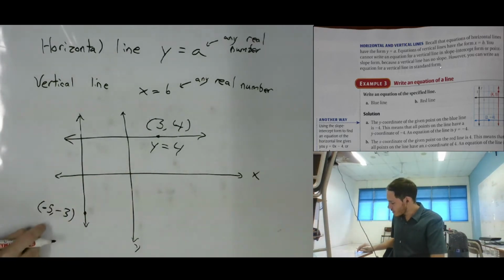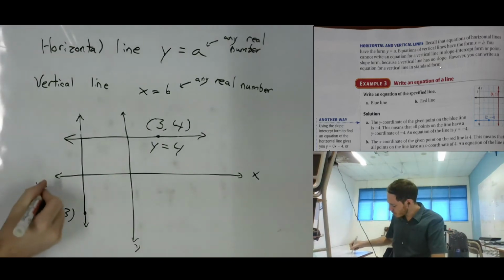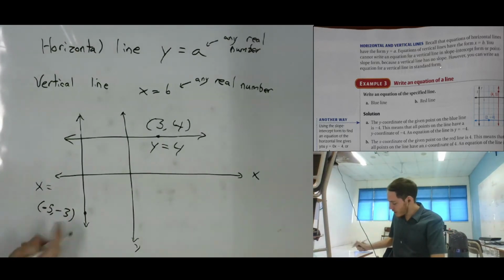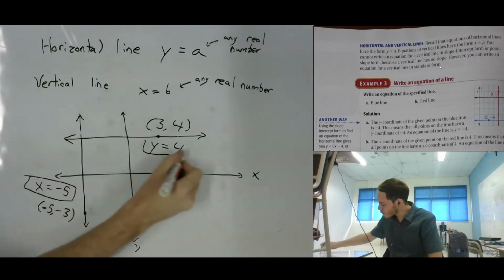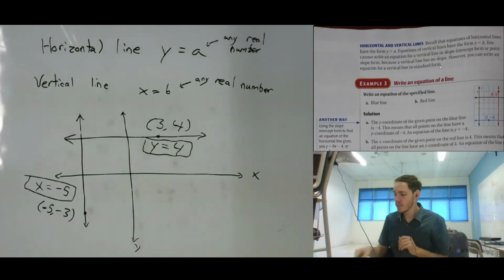What about this one? This is a vertical, so x equals. Now, which one is our x? Negative 5 or negative 3? Negative 5. So x equals negative 5. So our two equations are y equals 4 and x equals negative 5. Okay? Very simple way of doing it. You can do this. Okay?